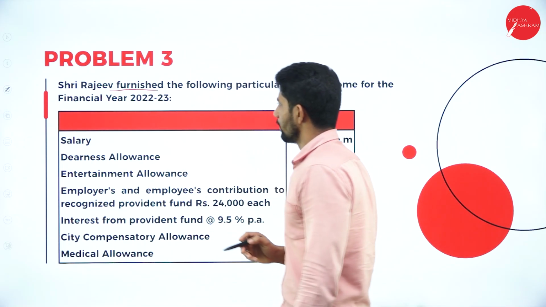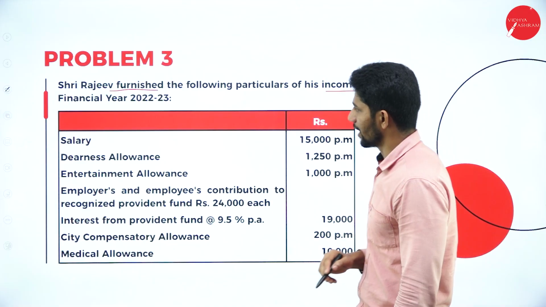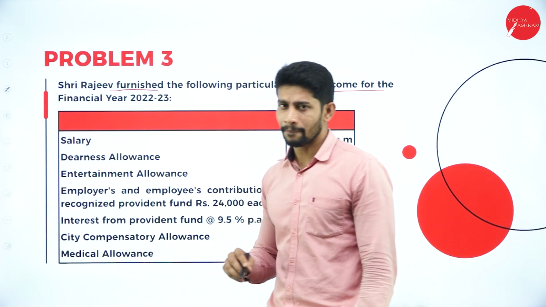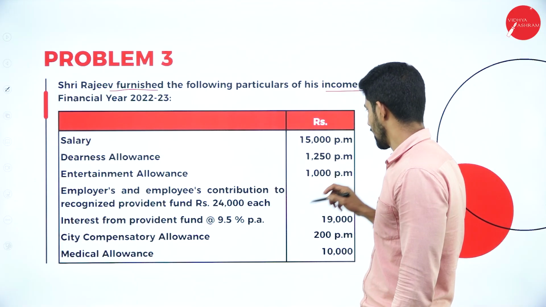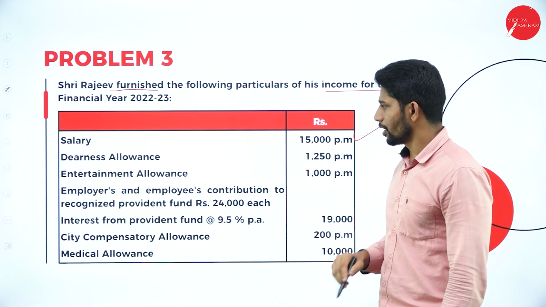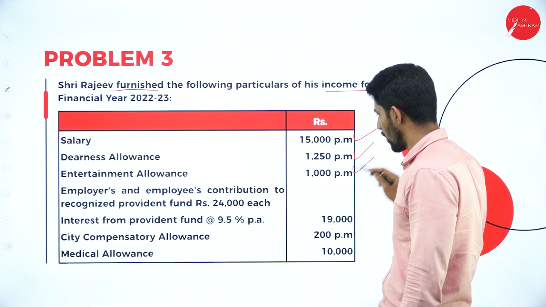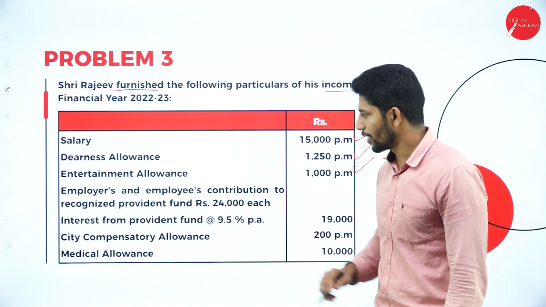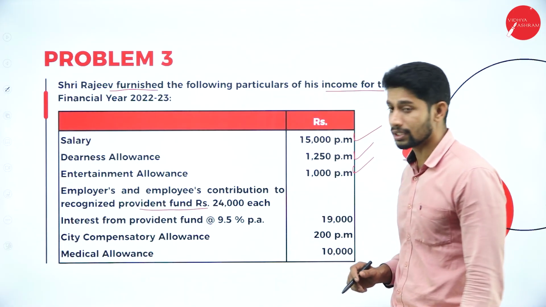Sri Rajiv furnished the following particulars of his income for the financial year 2022-23. He gave the information: the salary, that is the basic salary, is 15,000 per month, dearness allowances 1,250 per month, entertainment 1,000 per month, employer contribution and employee contribution to RPF is 24,000 each.